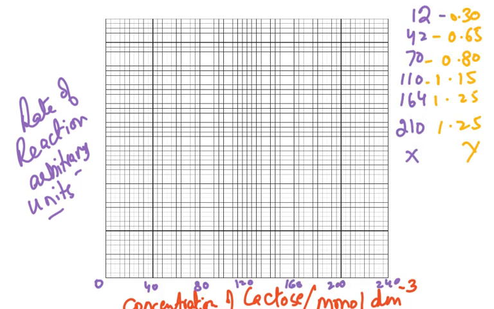Now you choose the scale. Now you know on the x-axis it is concentration of lactose. That was between 12, 42, 70, 110, 164 and 210. So what are you going to do? You got to start from 0 and go to the end. So 210, you got to go to 240. So there's really 40 for 2 centimeters. And that is the scale given to us by Cambridge.